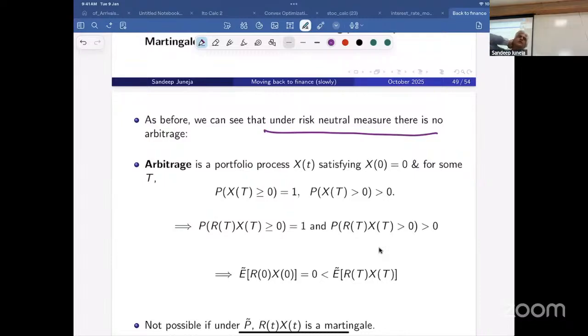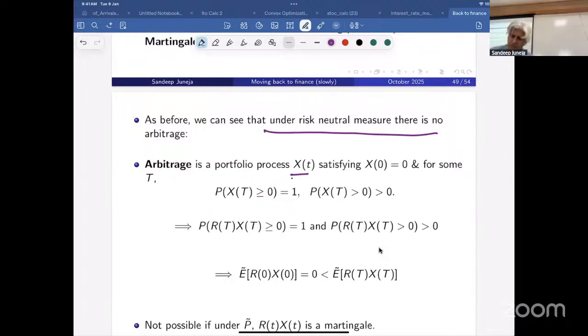What did we say? We said that if sigma t was not invertible, then there was an arbitrage. So if there's no arbitrage, then sigma t is invertible, and then the risk neutral measure exists. Now we're saying when the risk neutral measure exists, there's no arbitrage, right?